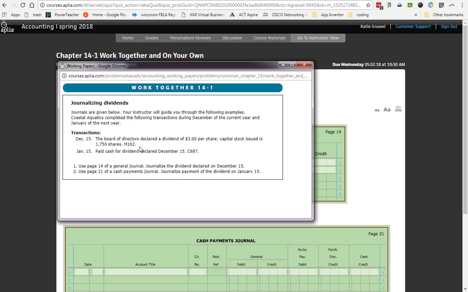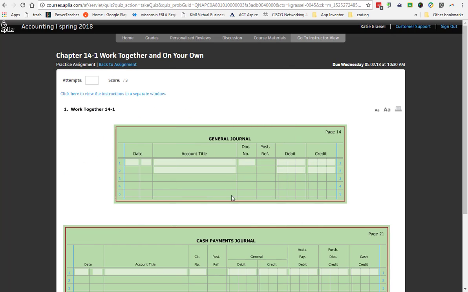You can see this first transaction is recorded with an M, which means it's going to go in our general journal. So in our general journal, we're going to put the date of December 15th.